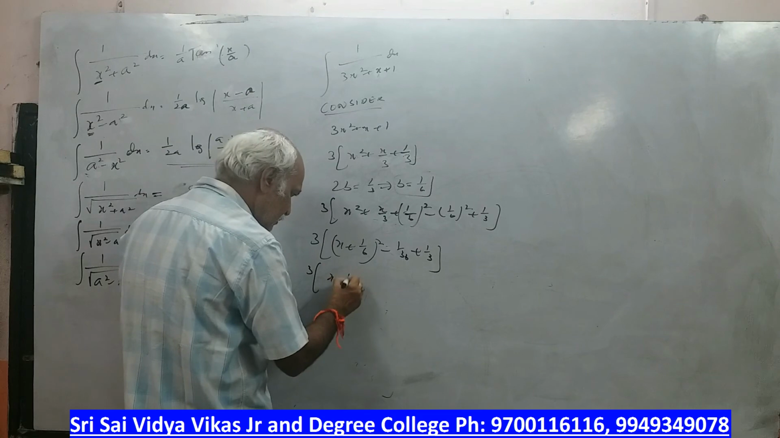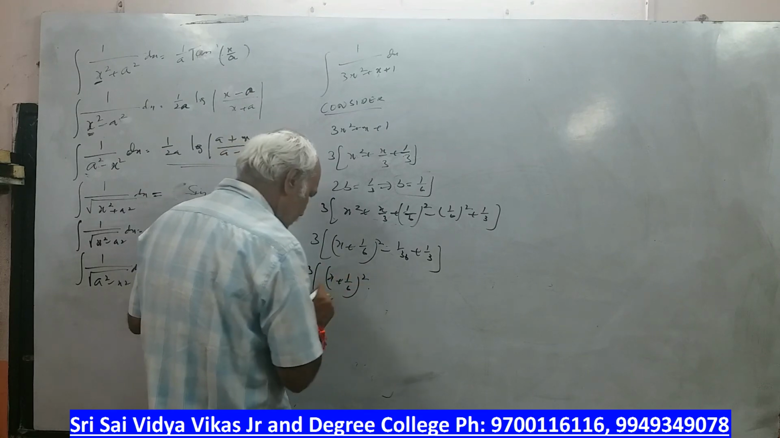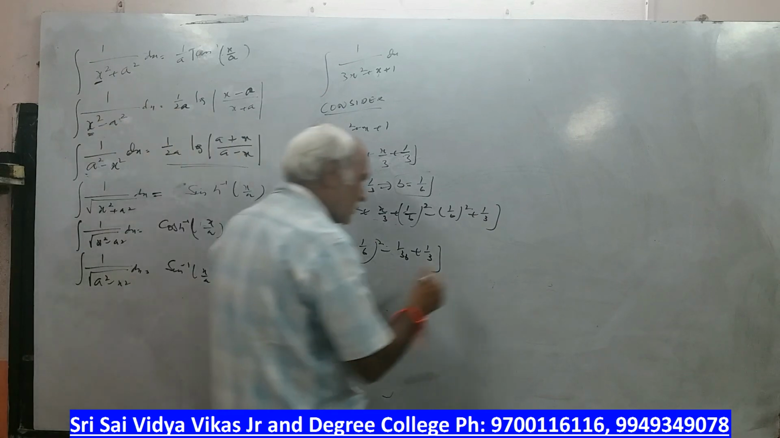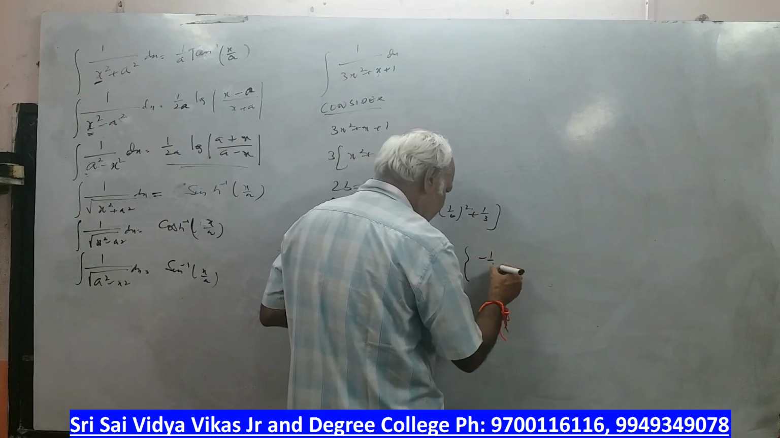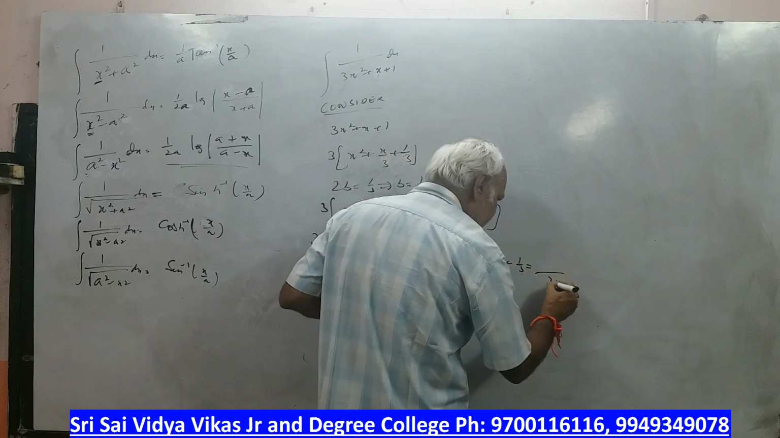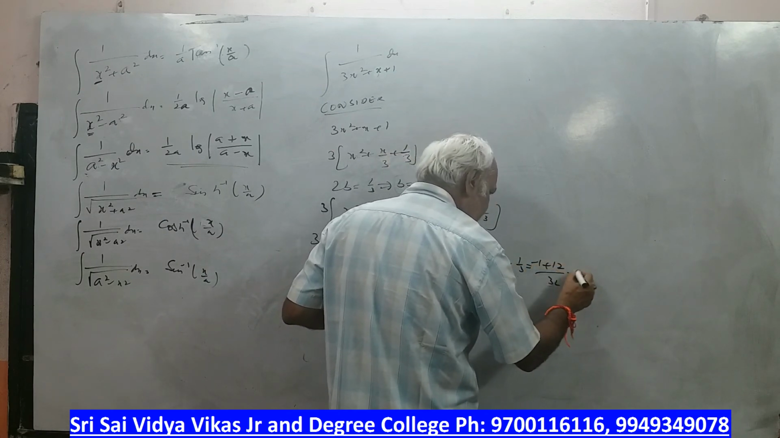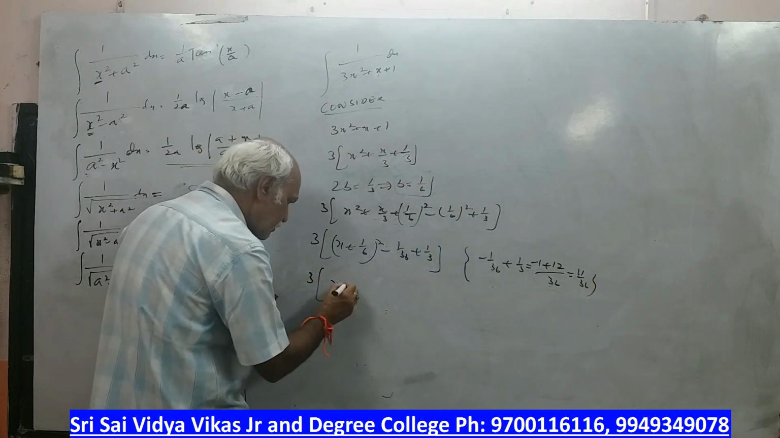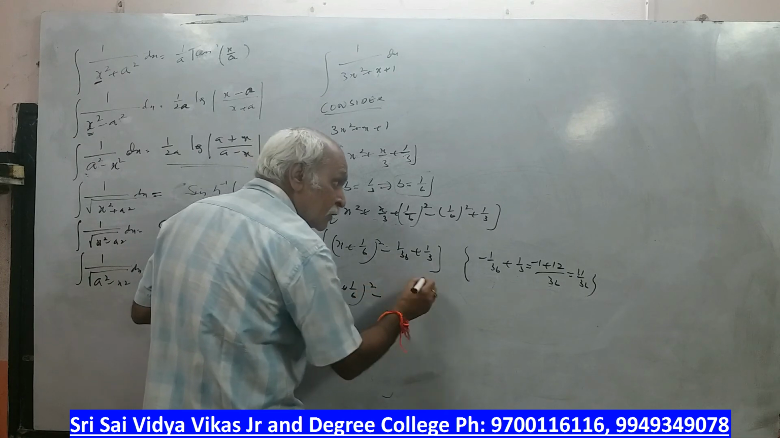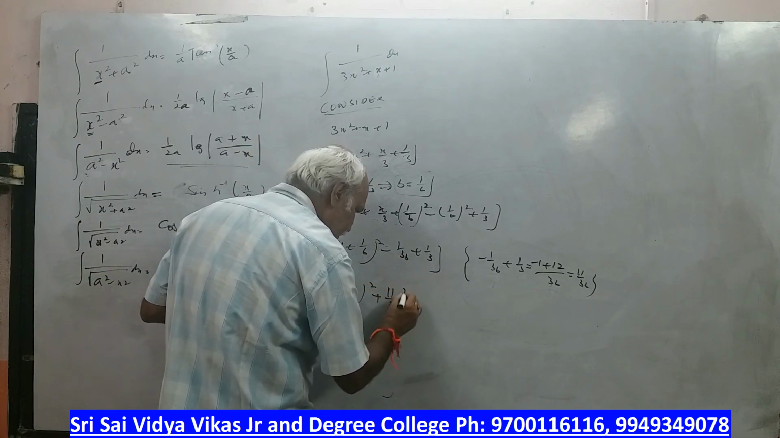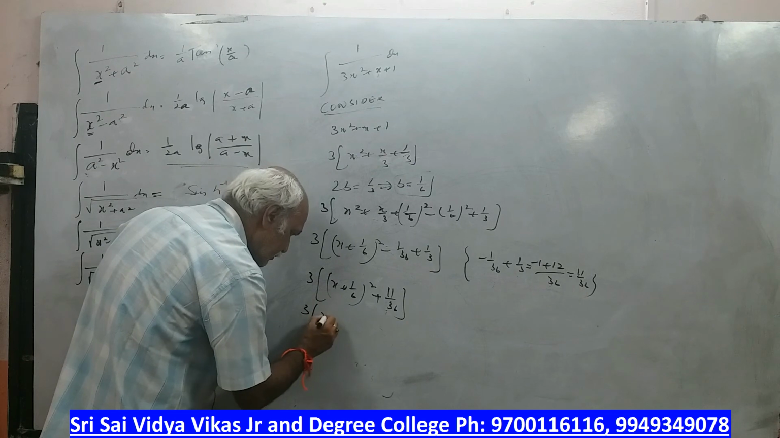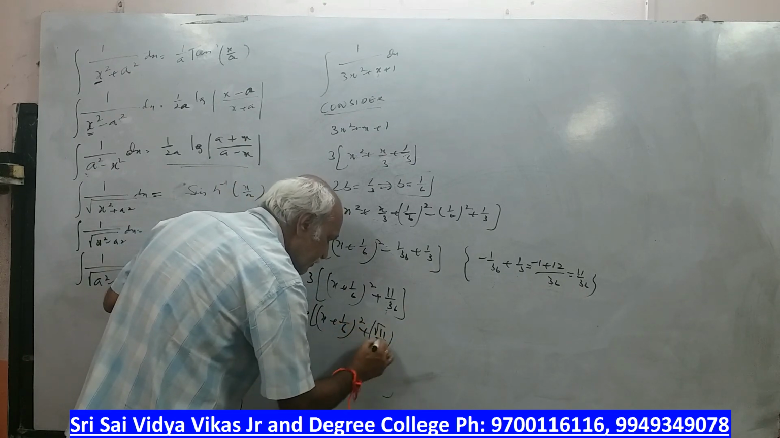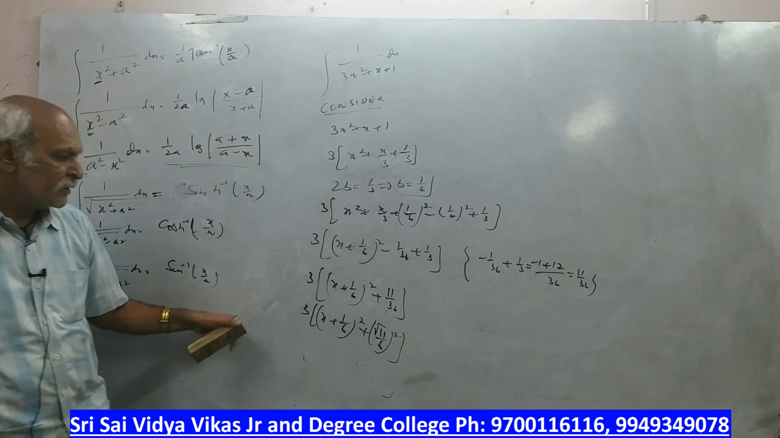3 into whole square. Okay, I'll put a flower bracket. So minus 1 by 36 plus 1 by 3. LCM is 36. Minus 1 plus 12, which is 11 by 36. Right? Therefore, 3 into x plus 1 by 6 whole square plus 11 by 36. Therefore, 3 into x plus 1 by 6 whole square plus root 11 by 6 whole square. Right?